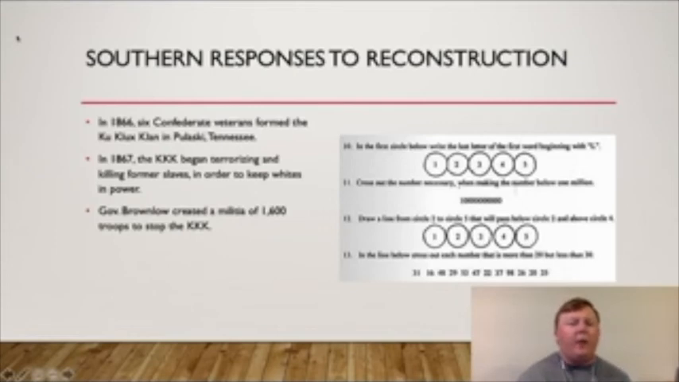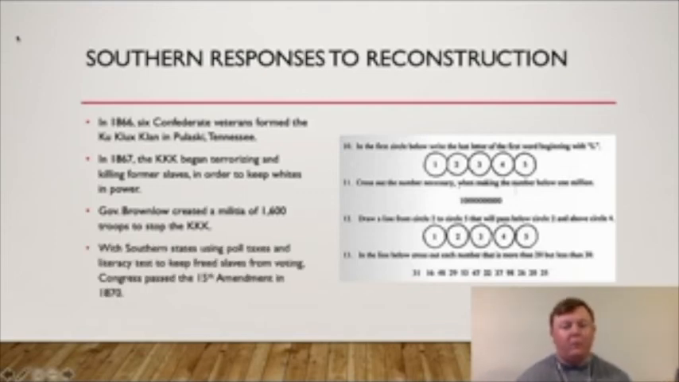Governor William Brownlow, though, of Tennessee, created a militia of 1,600 troops to stop the KKK. And we do see the KKK kind of disband around 1869. So with Southern states also using poll taxes and literacy tests to keep freed slaves from voting, Congress passes the 15th Amendment in 1870.